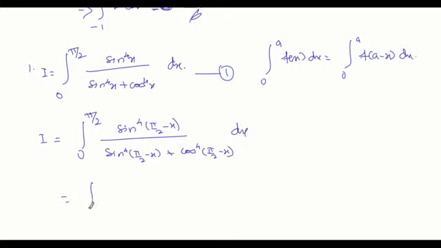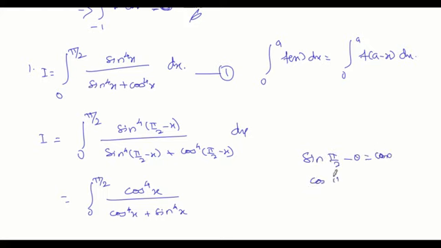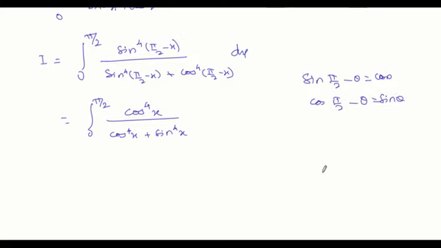Now see, it becomes integral 0 to pi by 2 of sin(pi by 2 minus theta) cos theta. Therefore cos power 4x by cos power 4x plus sin power 4x, because cos(90 minus theta) is sin theta. Children, please do remember sin(pi by 2 minus theta) is cos theta, cos(pi by 2 minus theta) is sin theta. In that way, now I got another I.